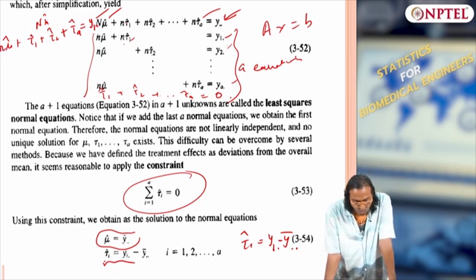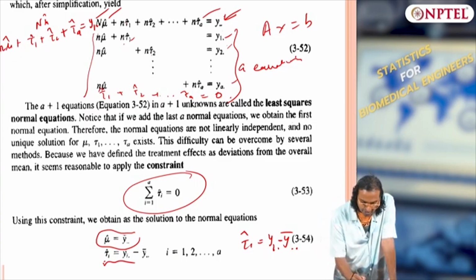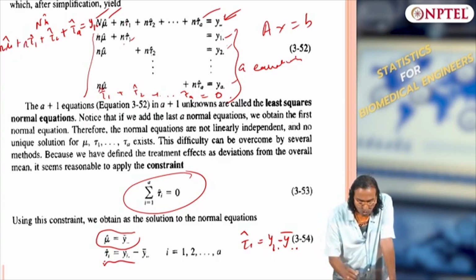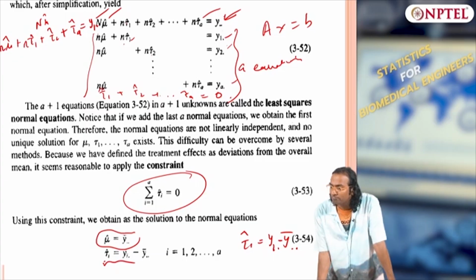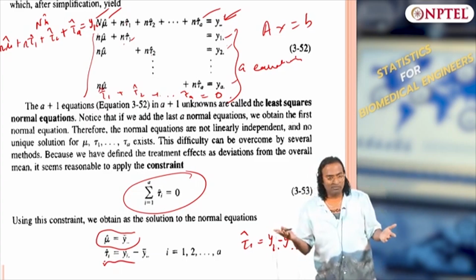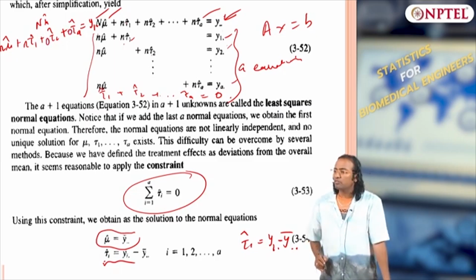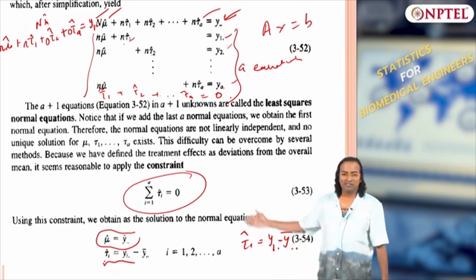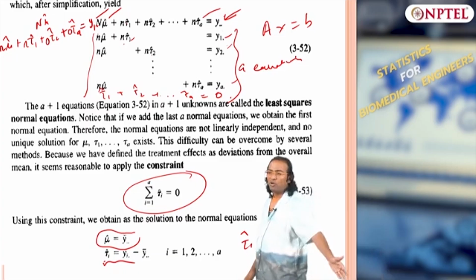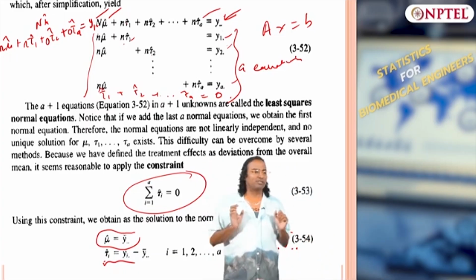How many times does tau 1 hat appear in y1 dot? Small n times. How many times does tau 2 appear in y1 dot? Tau 2 and y1 are not related, right? So it is 0, and similarly up to 0. So that is how you get the second equation. You can apply it to any of these equations, so you will get all the a plus 1 equations.